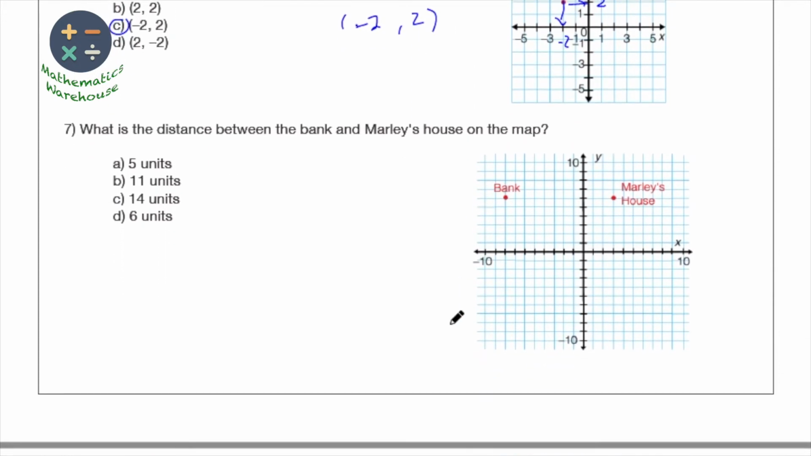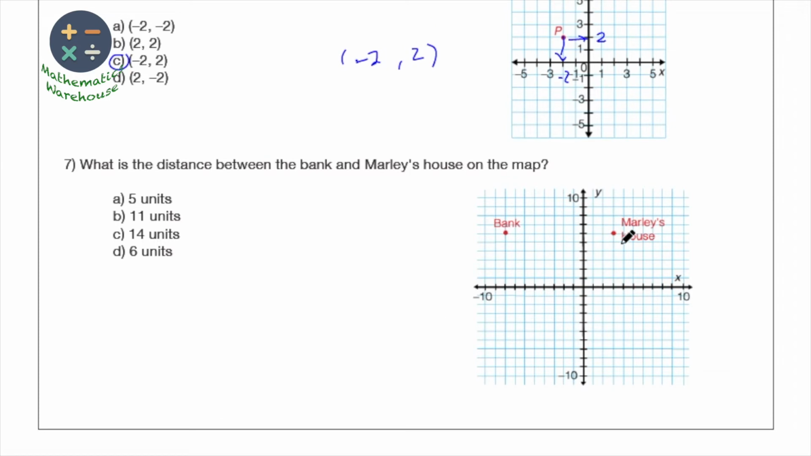Number 7, what is the distance between the bank and the house? For the bank, we have here 1, 2, 3, 4, 5, 6, 7, 8, 9, 10. So we have this negative 8 in x and in y we have this point 1, 2, 3, 4, 5, 6. So it's 6 positive. And here, in Mallory's house, we have here 1, 2, 3, this positive 3 in x, and we have the same height in y, which is 6.